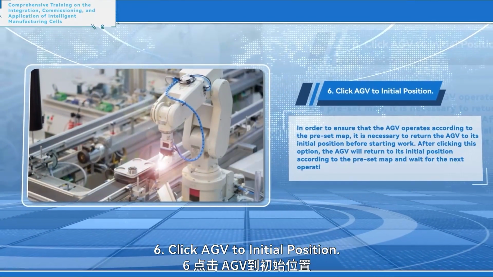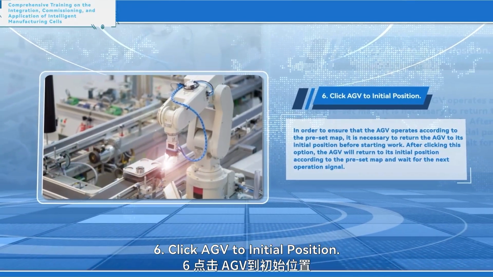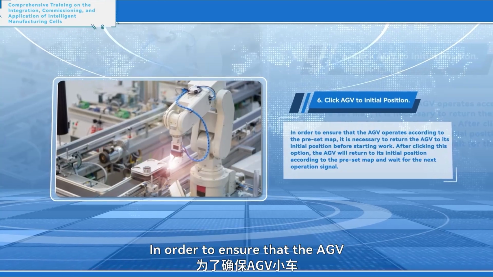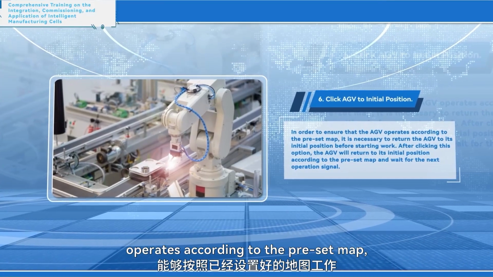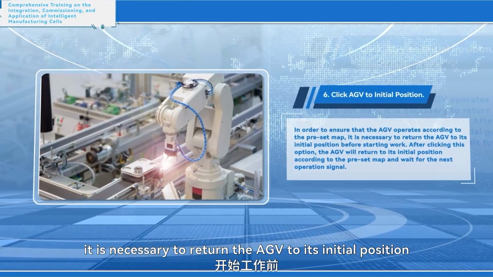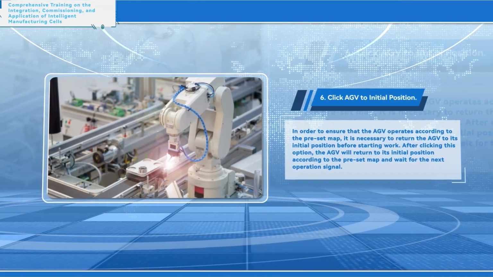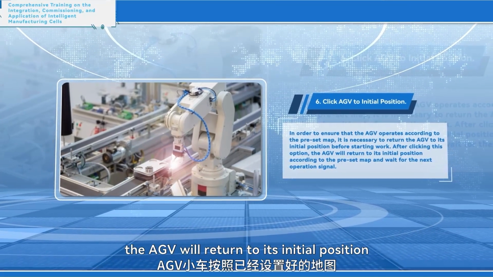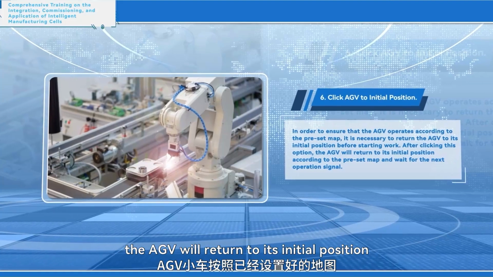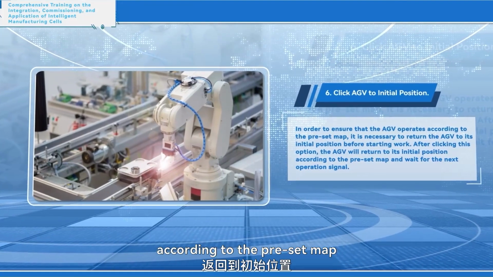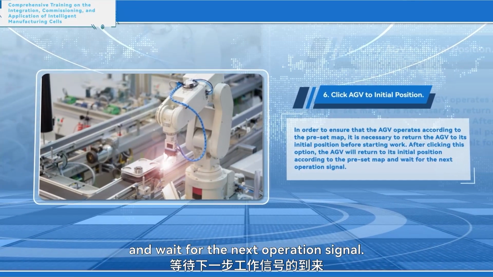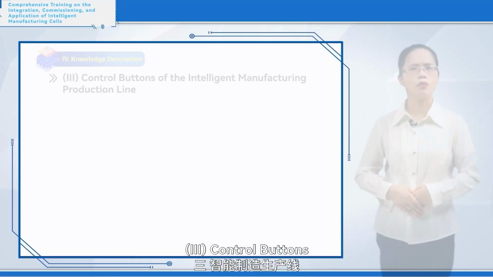6. Click AGV to initial position. In order to ensure that the AGV operates according to the preset map, it is necessary to return the AGV to its initial position before starting work. After clicking this option, the AGV will return to its initial position according to the preset map and wait for the next operation signal.